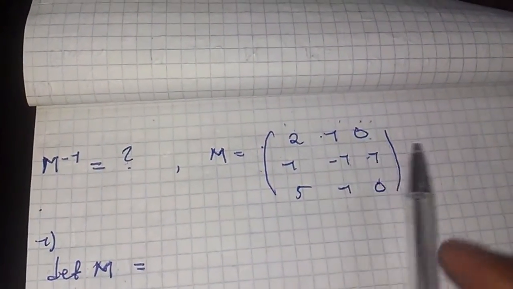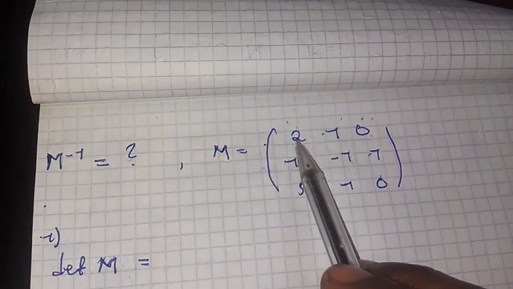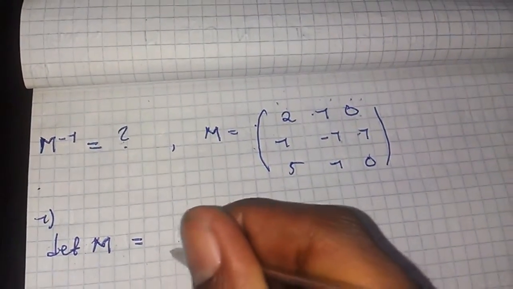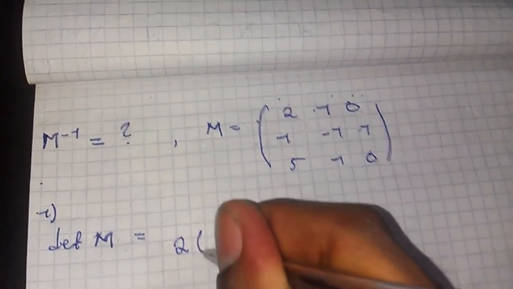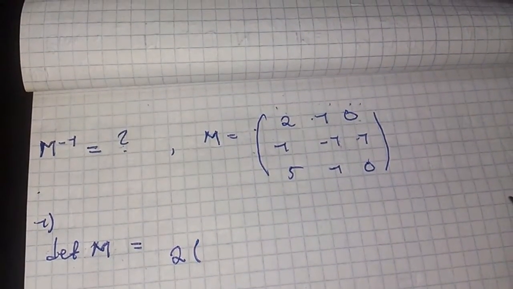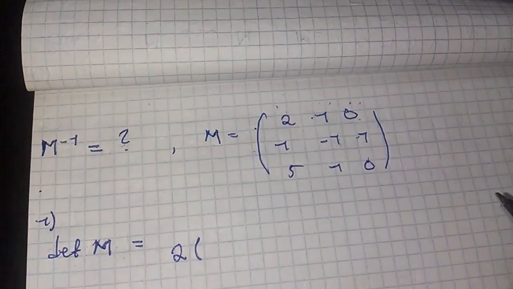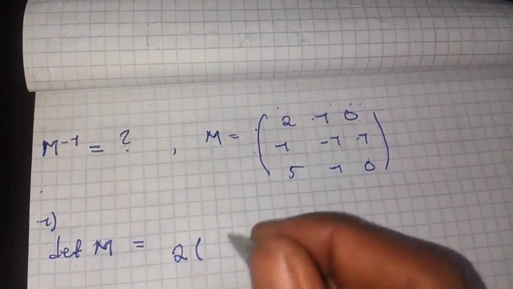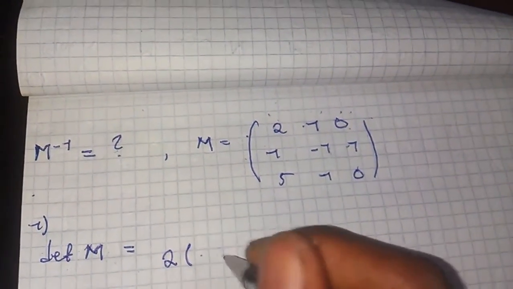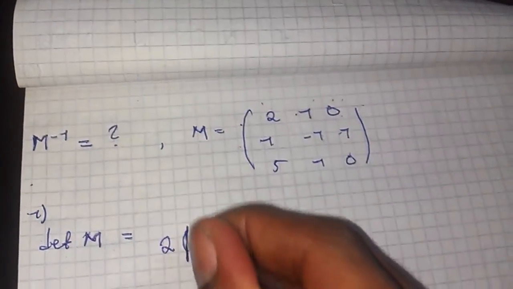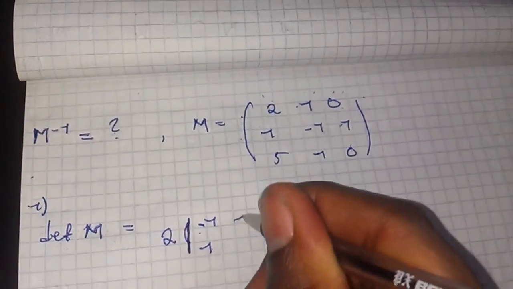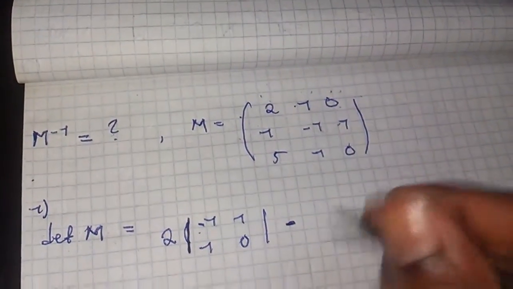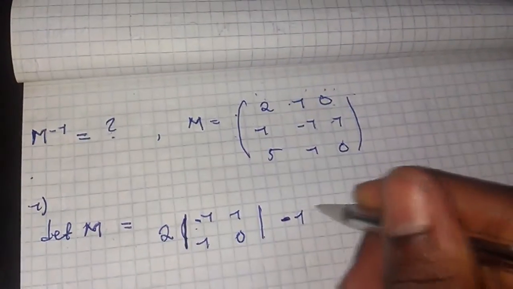So I take my first element, 2, I write it here, 2, and when I block 2, I block this, so I have 2, then minus. I can write it like that: negative 1, 1, 1, 0. Minus, because I don't want to go to it now, but it's minus. Just need to keep it.